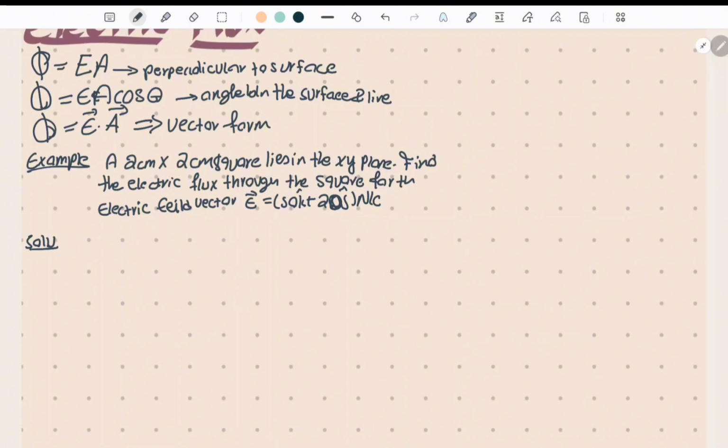A 2 centimeter by 2 centimeter square lies in the xy plane. Find the electric flux through the square for the electric field vector E equals 50 k plus 20 j Newton per coulomb. Take a moment, pause the video, and try out this problem.